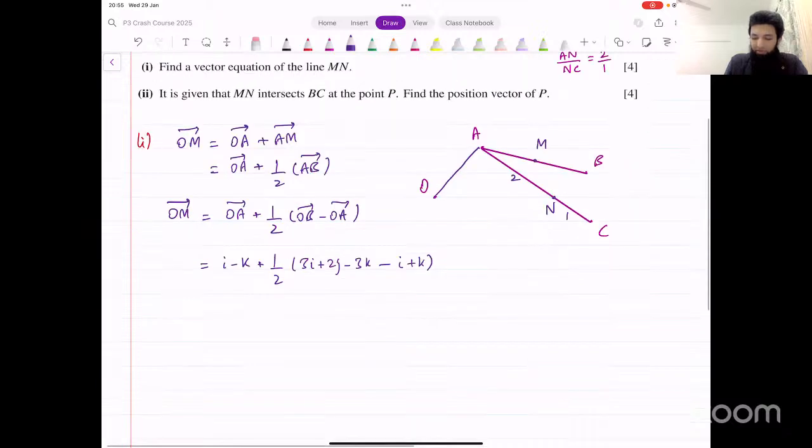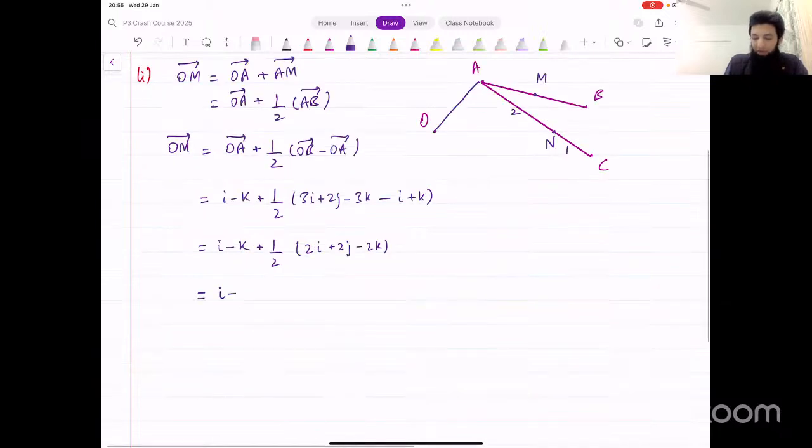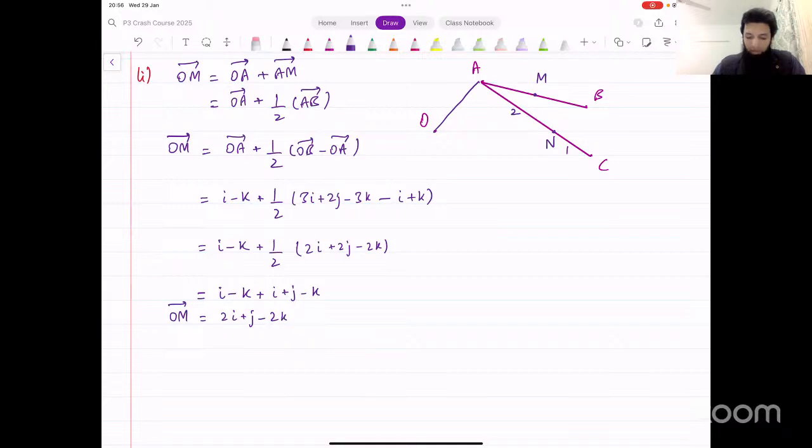Let's simplify this. i minus k plus 1 over 2 into 3i minus i, that's 2i, and then plus 2j minus 2k. Let's simplify this. This gives you i minus k plus i plus j minus k, and you get 2i plus j minus 2k at the end. This is the vector OM. That's one vector that we were looking for. This is one way of finding this point OM.